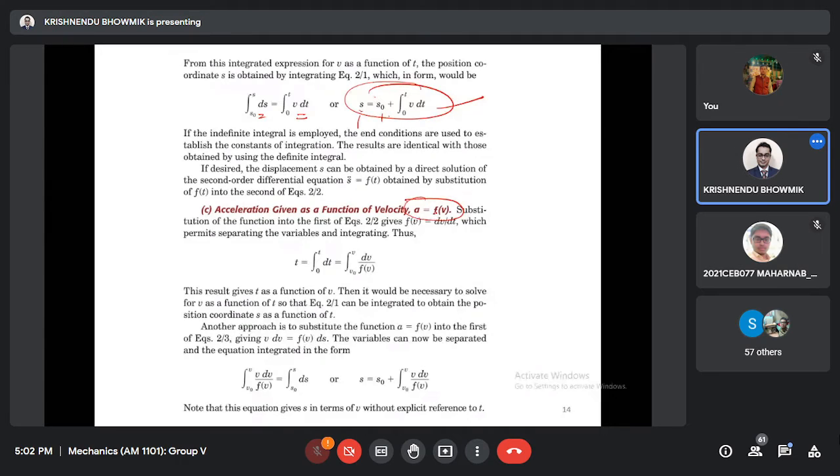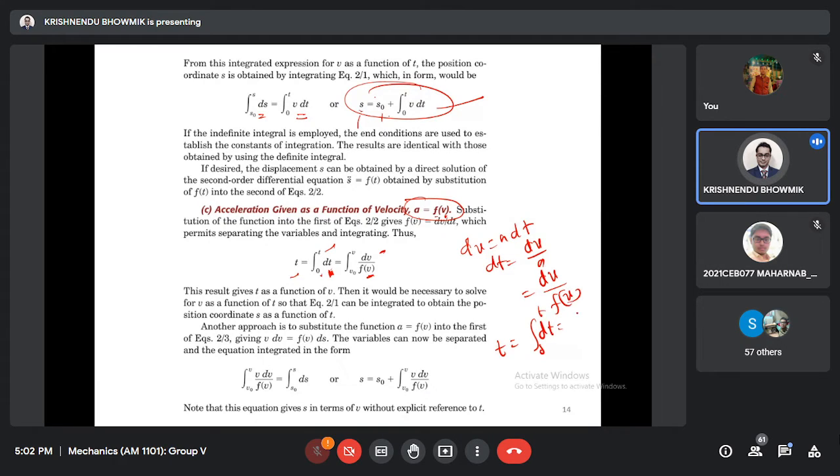Acceleration is a function of v. Then t equals integration from 0 to t, and dv equals a dt. That relationship will give dt equals dv by a, and a is a function of v. Somebody can do the integration, t from 0 to t of dt equals v0 initial to v of dv by f(v). We don't know this value. If it is only v, then dv by v gives ln v, or whatever value you will get from the given problems.